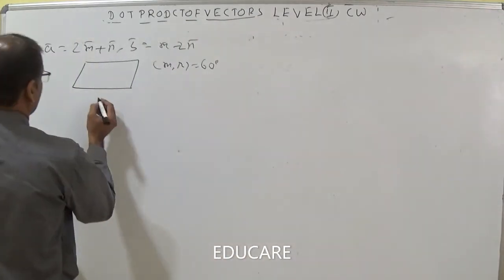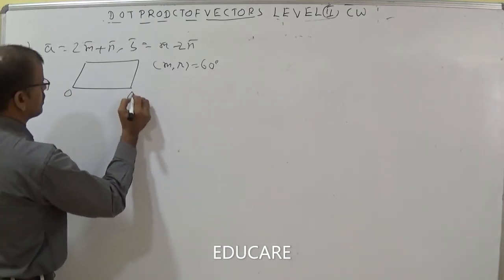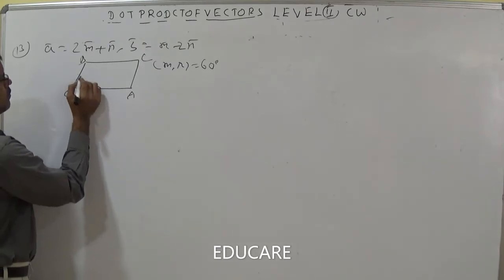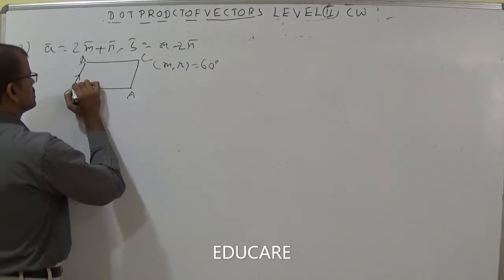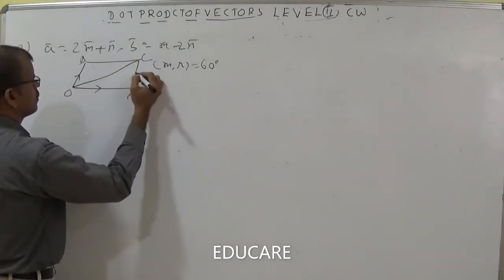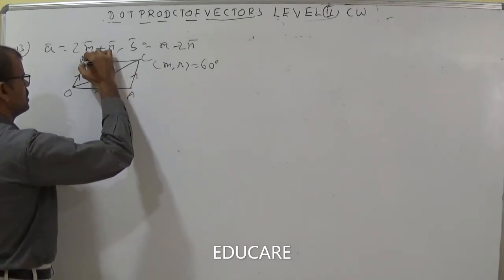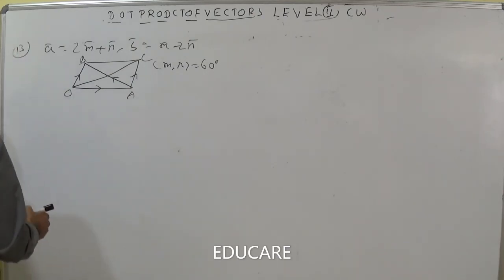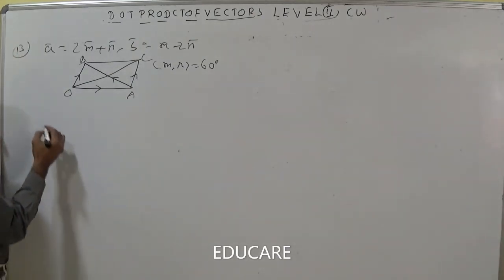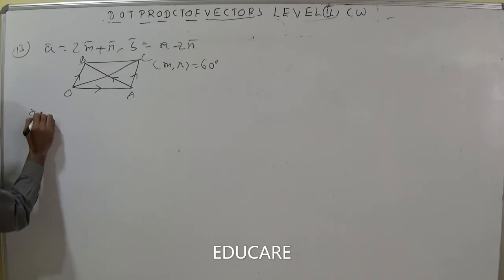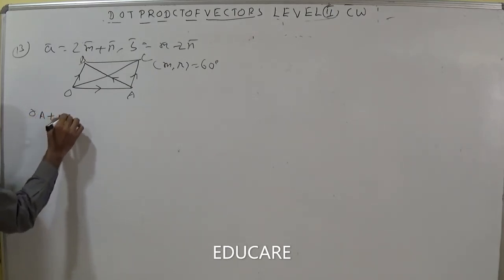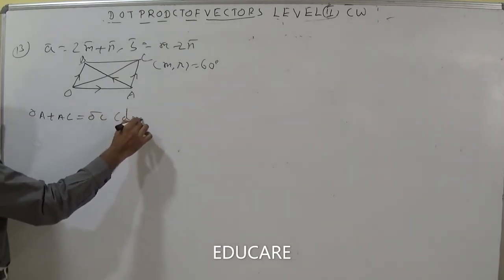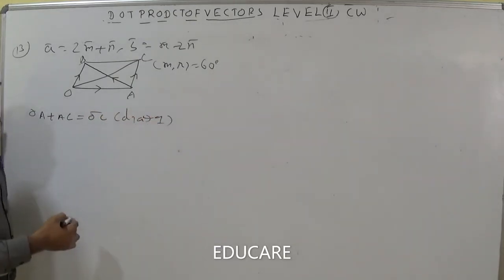Now the diagonals. Let us consider this is O, this is B, this is C. A is given, B is given like this. This is the OC diagonal, using OA plus AC. This is the BD diagonal, using AO plus OB. Using the parallelogram property, OA plus AC is equal to OC. This is diagonal 1.